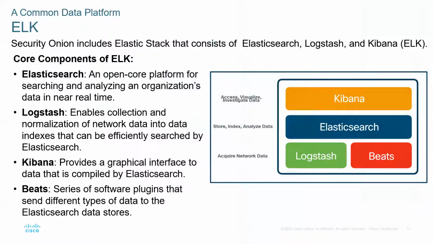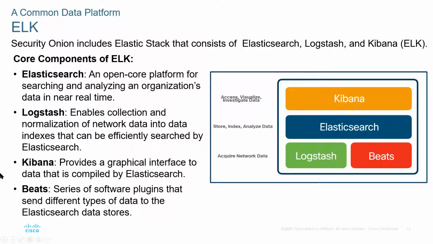So as a common data platform, Security Onion is going to use the Elastic Stack, which consists of Elasticsearch, Logstash, and Kibana, commonly known as ELK. This is going to be core to trying to collect all that data that we've been talking about in other modules and get it into one interface.